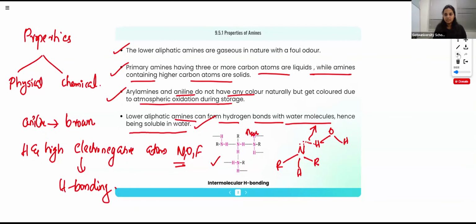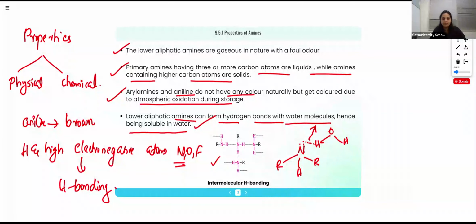Got it? Due to this increase in the intermolecular interaction, the nature moves from liquid to solid. So between the ammonia molecules, what type of interaction exists? That interaction is again hydrogen bonding. So between the amine molecules, hydrogen bonding is there. Between water molecules and amine molecules also, hydrogen bonding is there.